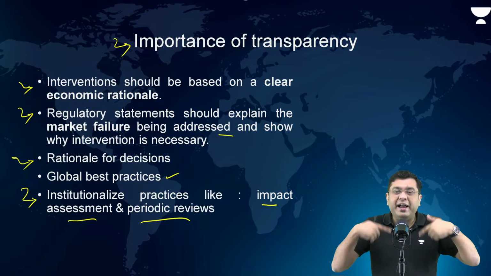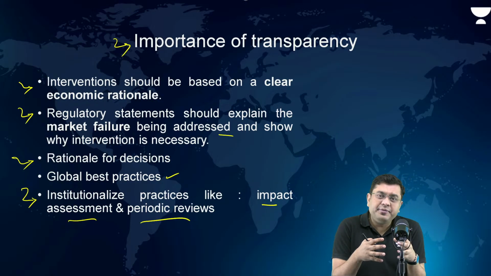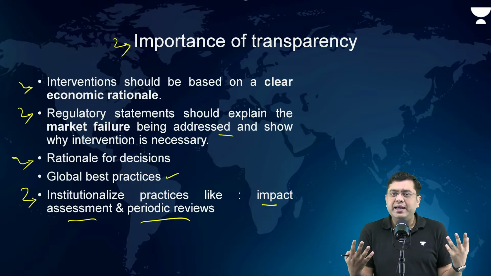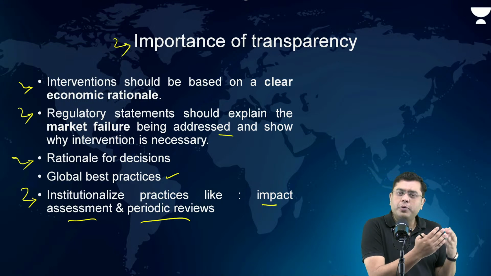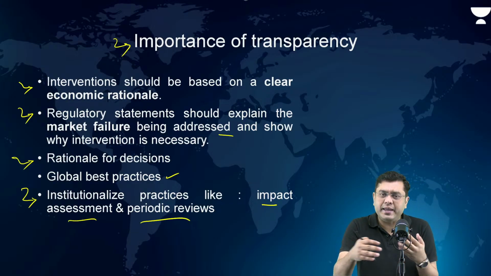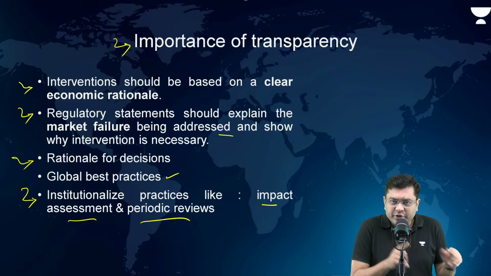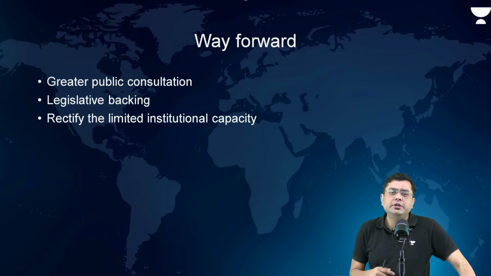Now, the more transparent you are, this becomes a part of the institutional DNA. And when we say institutional DNA, that means practices followed by RBI, practices followed by SEBI, they will always keep these particular matters into account. So that is why it is important to maintain that state of transparency.